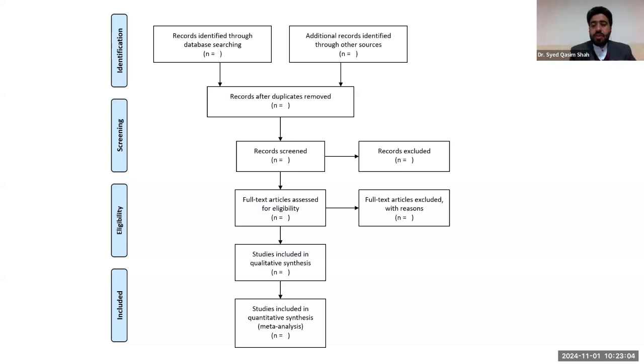Basically, in a systematic review, we report all these things, that we have excluded these studies. Then we include all the studies which fulfill the eligibility criteria, and then we go for a proper analysis. So this is how we combine different studies.